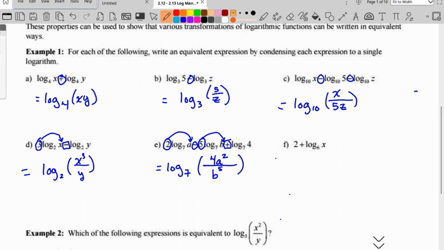Okay, now F is the one that I said uses a property that they don't put up here. And it's not a property that you probably used last year. It was a property I had to look up. It's not one that I've used often. So let's go ahead and talk about it.